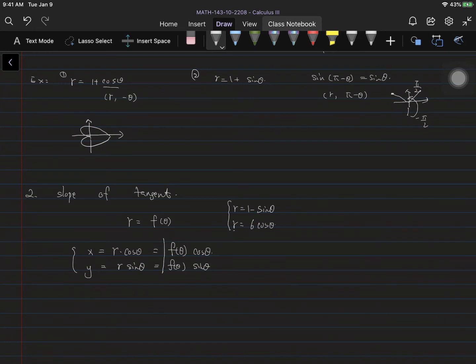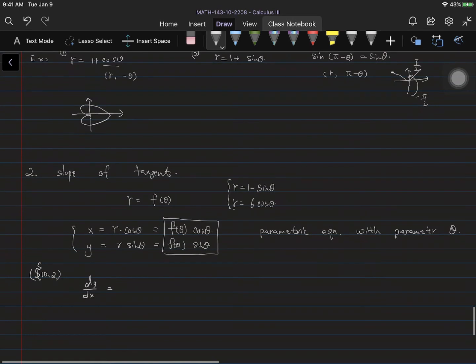And if you look at those two, it's like a parametric equation in terms of theta, right? With parameter theta. Then we know the derivative dy/dx. Do you still remember when we, in 10.2, how to calculate the derivative of the parametric equations? So here we just look at them as parametric equations in terms of theta.